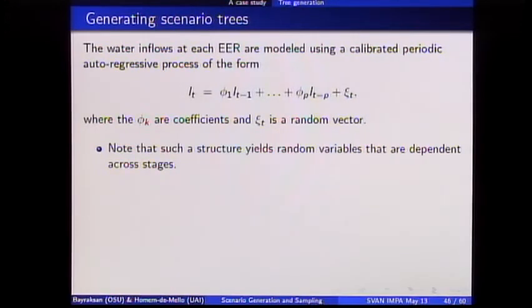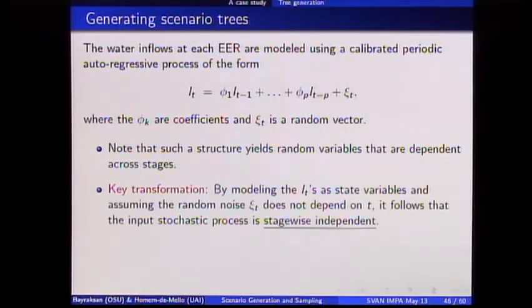But then, of course, these are the random variables. If you look at the I_t variables, they are dependent across stages, because by definition, I_t is defined in terms of the previous ones. So of course, they are dependent on each other. But one can actually make this problem behave as if they were independent per stage, stage-wise independent.